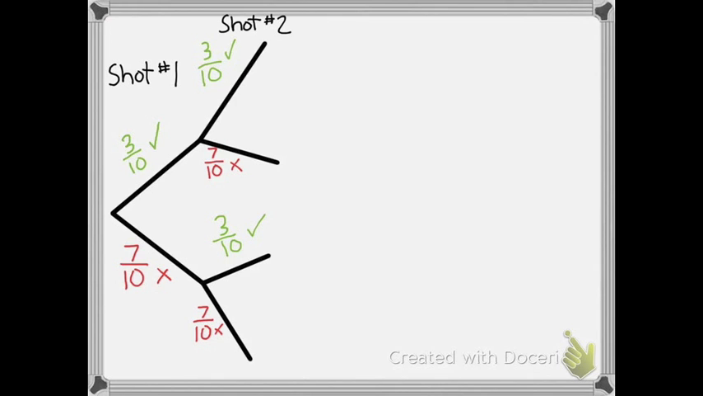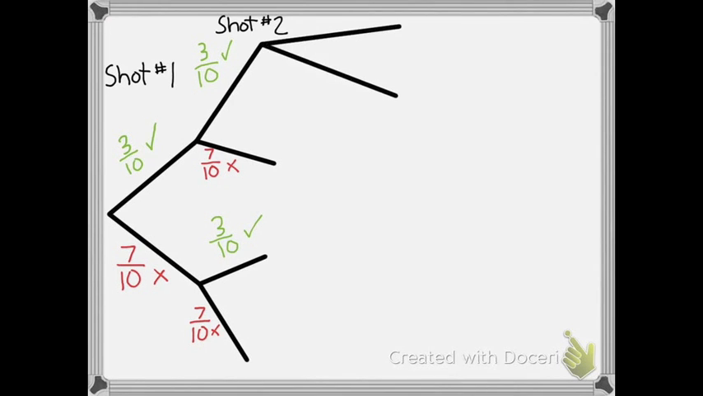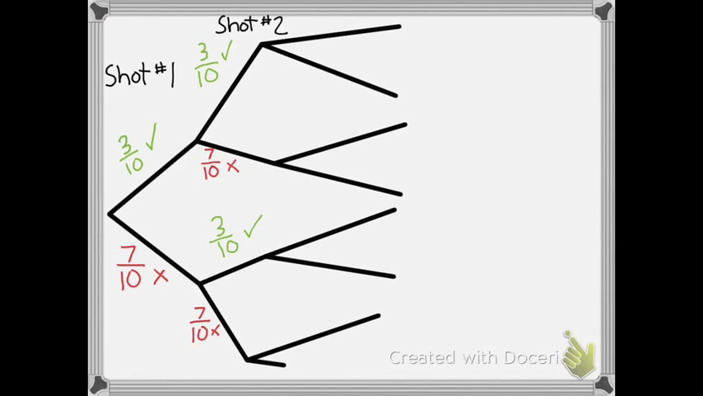Same thing: since once again you've got a chance of making it and a chance of missing it for every shot, we're going to draw a set of 2 branches on the edge of each of our previous branches. And we're going to write 3 out of 10 for making and 7 out of 10 for missing on every single one. So, 3/10 make, 7/10 miss, 3/10 make, 7/10 miss.